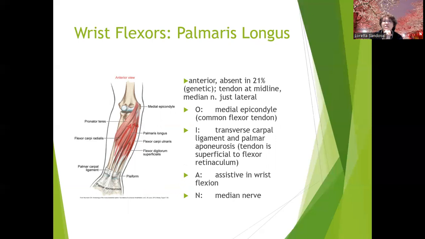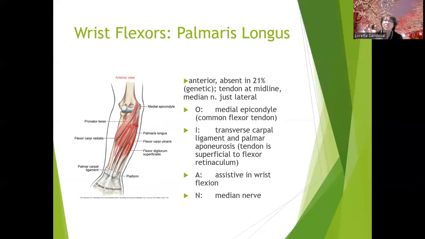The palmaris longus, it's an anterior muscle. It's absent in 21% of people. The tendon is at the midline. It gets the median nerve, and it's pretty prominent in people that have it. You can really see it. So when you're in lab, flex your wrists and see who's got a palmaris longus and who hasn't. I don't know if we have a large enough sample size to get up to that 21% number.